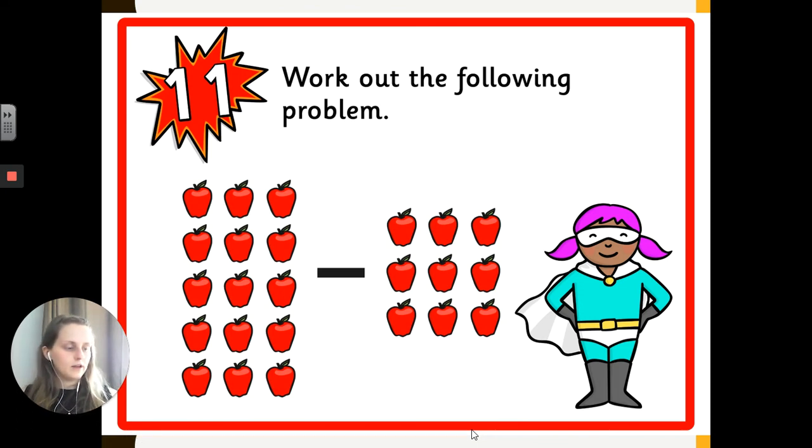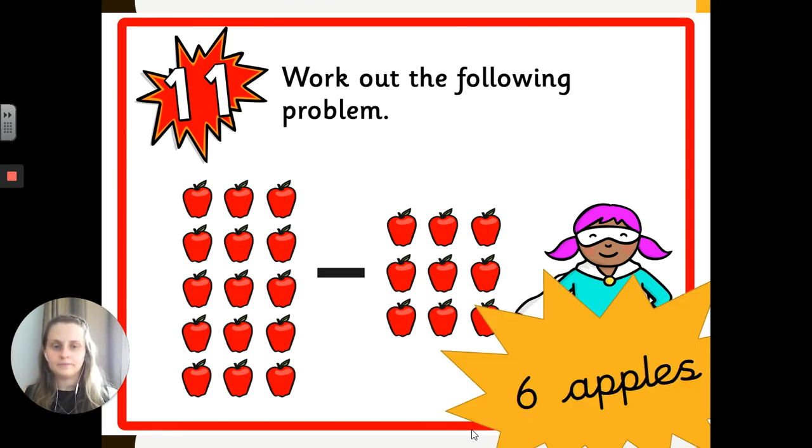Okay, are we ready for your answer then? There are 6 apples left. So we've got 3, 6, 9, 12, 15 apples. Take away 3, 6, 9. So 15 take away 9. So I could just look at this picture and go, well, these 3 here are the same as this. So if I got rid of those, I've only got these ones left here. So these 1, 2, 3, 4, 5, 6.